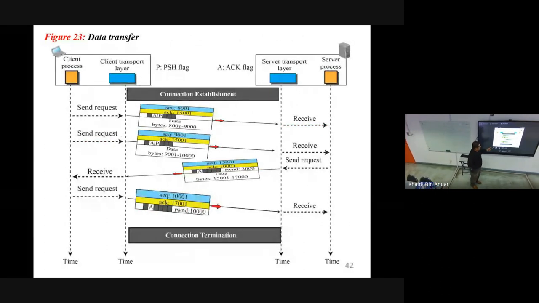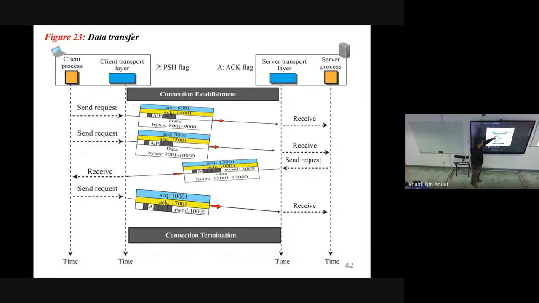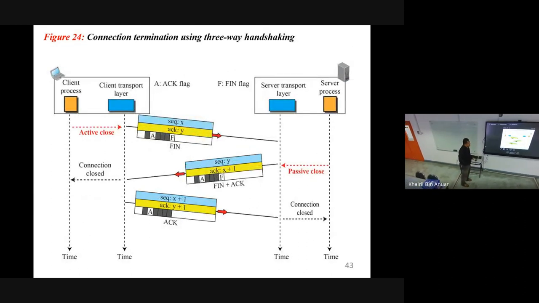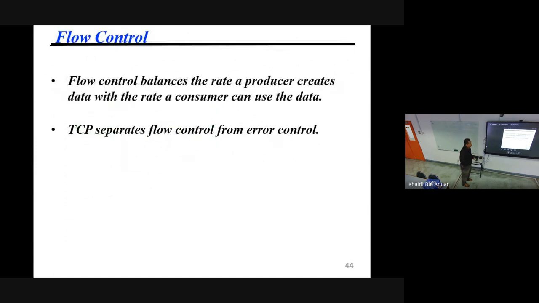This is when you have the data transfer. The push flag means that you need to send data. So your data will have a sequence from 8001 until 9000, for instance, and then 9001 is sent, and you send 9001 to 10000. The acknowledgement is where you have already received these, so you acknowledge that the next one is 10001, and so forth. Same thing, where you need to have your sequence and acknowledgement.